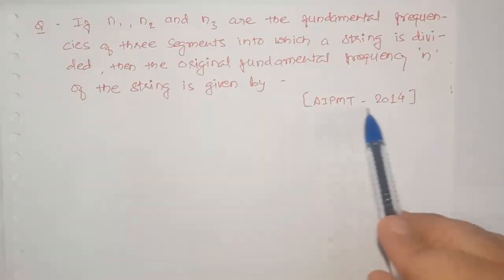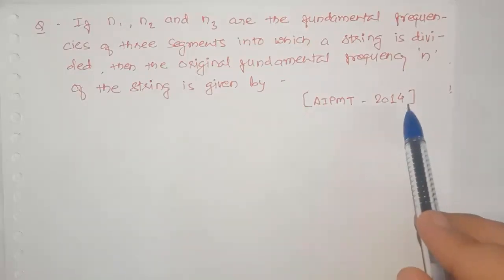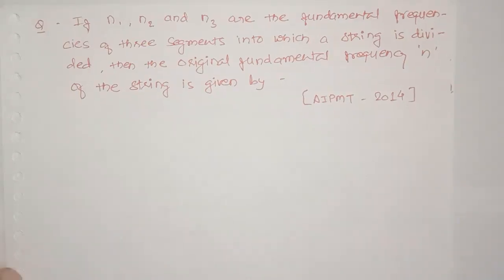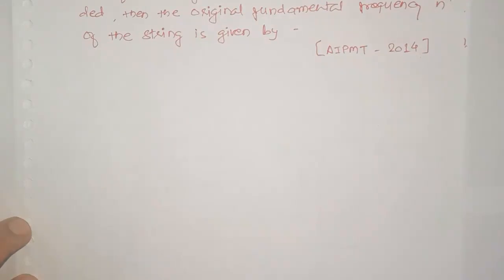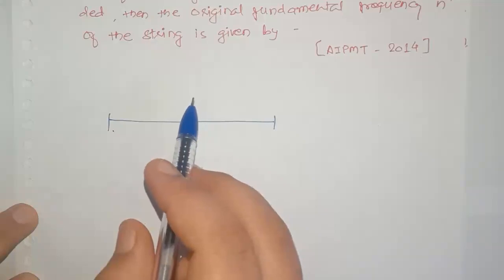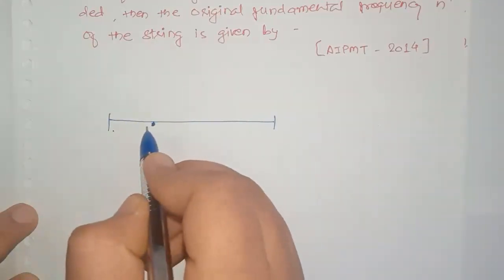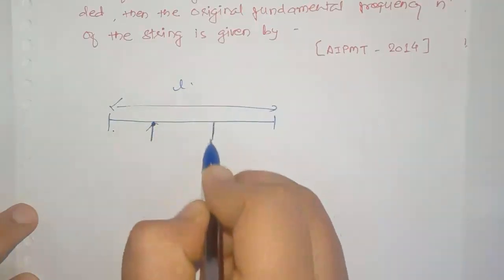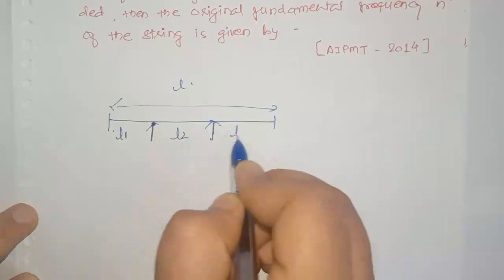This question was asked in AIPMT 2014. If N1, N2 and N3 are the fundamental frequencies of three segments into which a string is divided, then the original fundamental frequency N of the string is given by. Let us first draw the diagram. Let's say the length of the whole string is L. It is divided into three segments of length, let's say L1, L2 and L3.